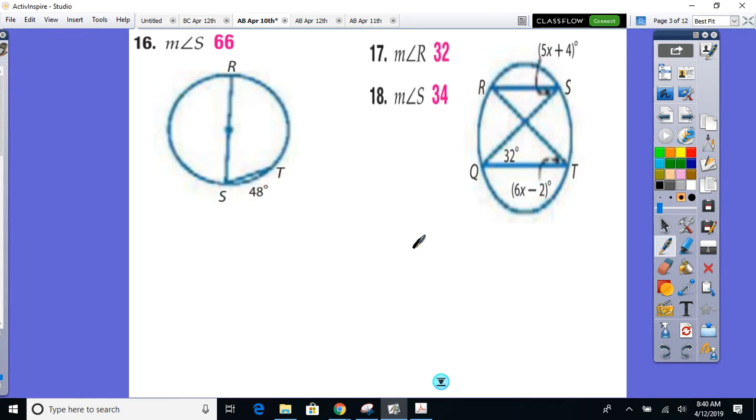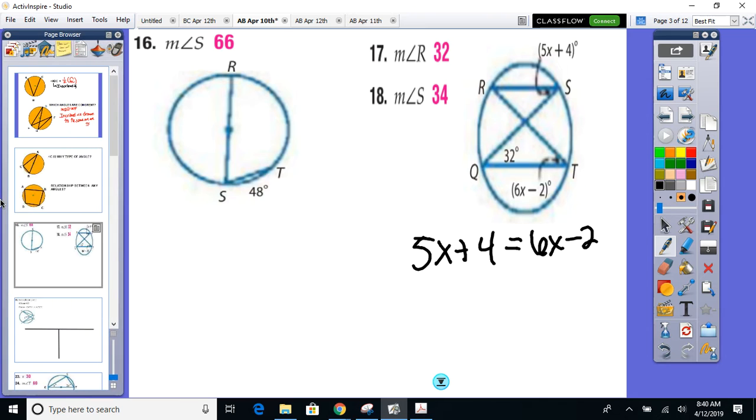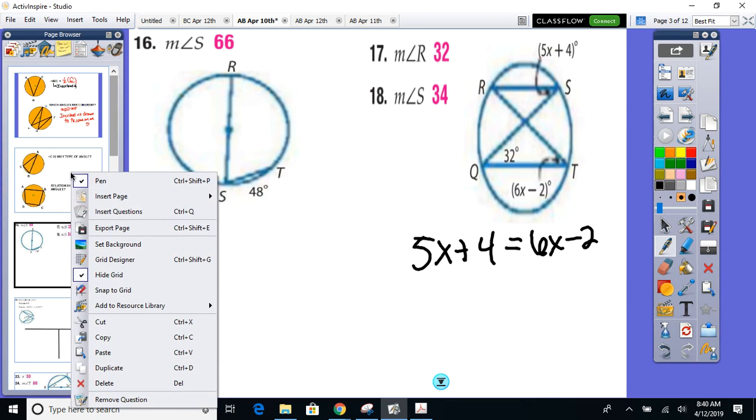So for this problem, hopefully you took 5x plus 4 and set it equal to 6x minus 2. That's the theorem Colin just gave us: 2 inscribed angles drawn to the same arc are congruent to each other. Solve for x, plug it back in, you got 34 for number 18. Everyone good? All right, going back. Another theorem about inscribed angles.